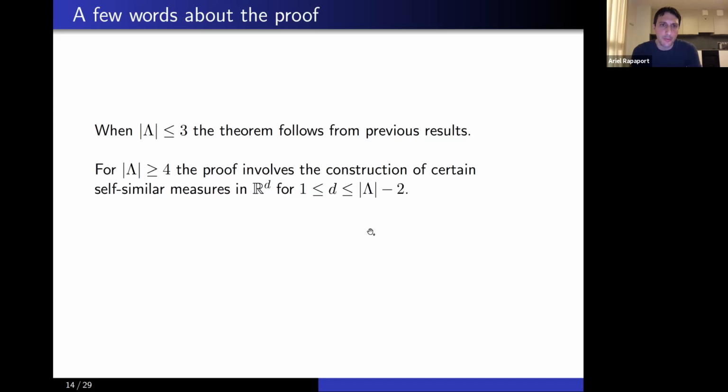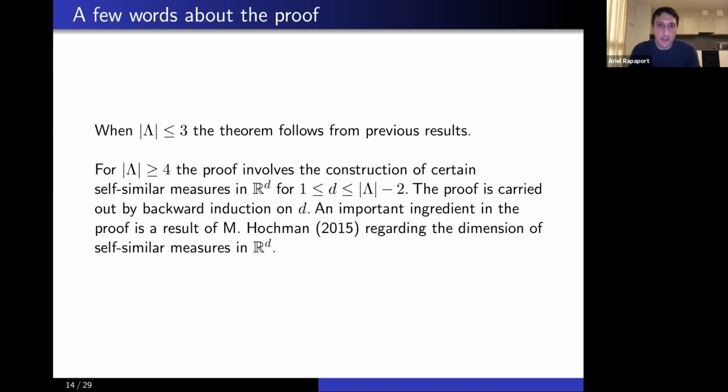Given the data of the IFS, we construct such measures for D in this range, for integers D in this range, and then we prove a certain claim that I will not state precisely. We prove it by backward induction for these D's, and we're only interested in the case D equals 1, and this claim that we are proving for the case D equals 1 is precisely the claim we want in the theorem. And the main ingredient in the proof is a result of Hochman from a different paper in 2015, in which he carries out the analysis of the dimension of self-similar measures in higher dimension. But I won't talk about the proof anymore.